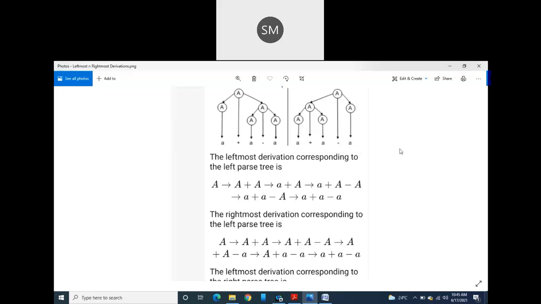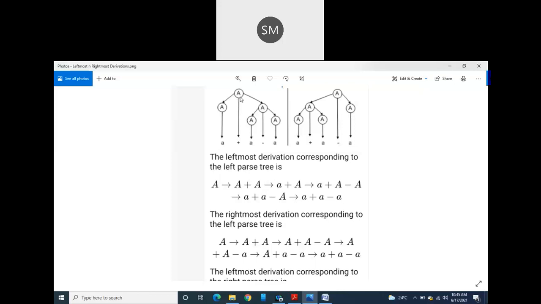So in this diagram, I have shown you two parse trees, one on the left side and one on the right side. Just now, concentrate on the left side parse tree. You can write the grammar by looking at this parse tree. Usually the grammar is given to you and you have to draw the parse tree. Now I am directly showing you the parse tree, so you should imagine what the grammar for this parse tree would have been. Just imagine this A is a root node.